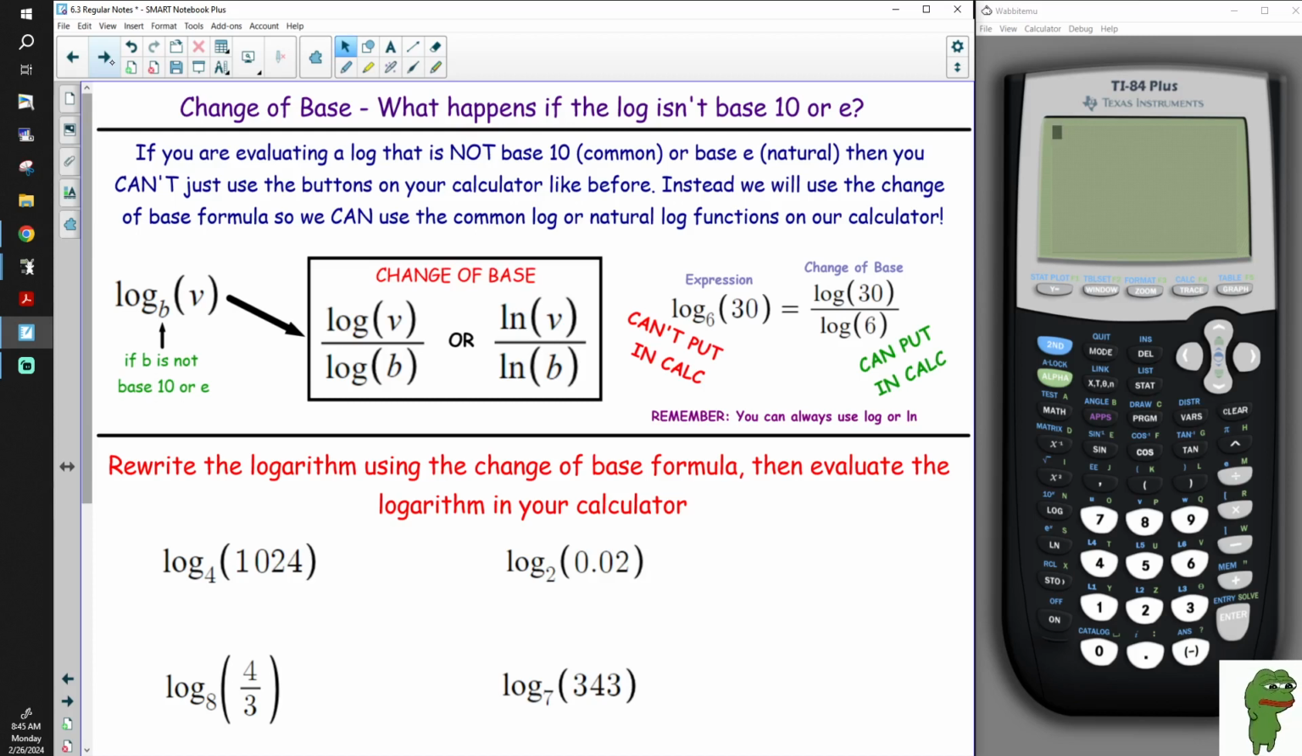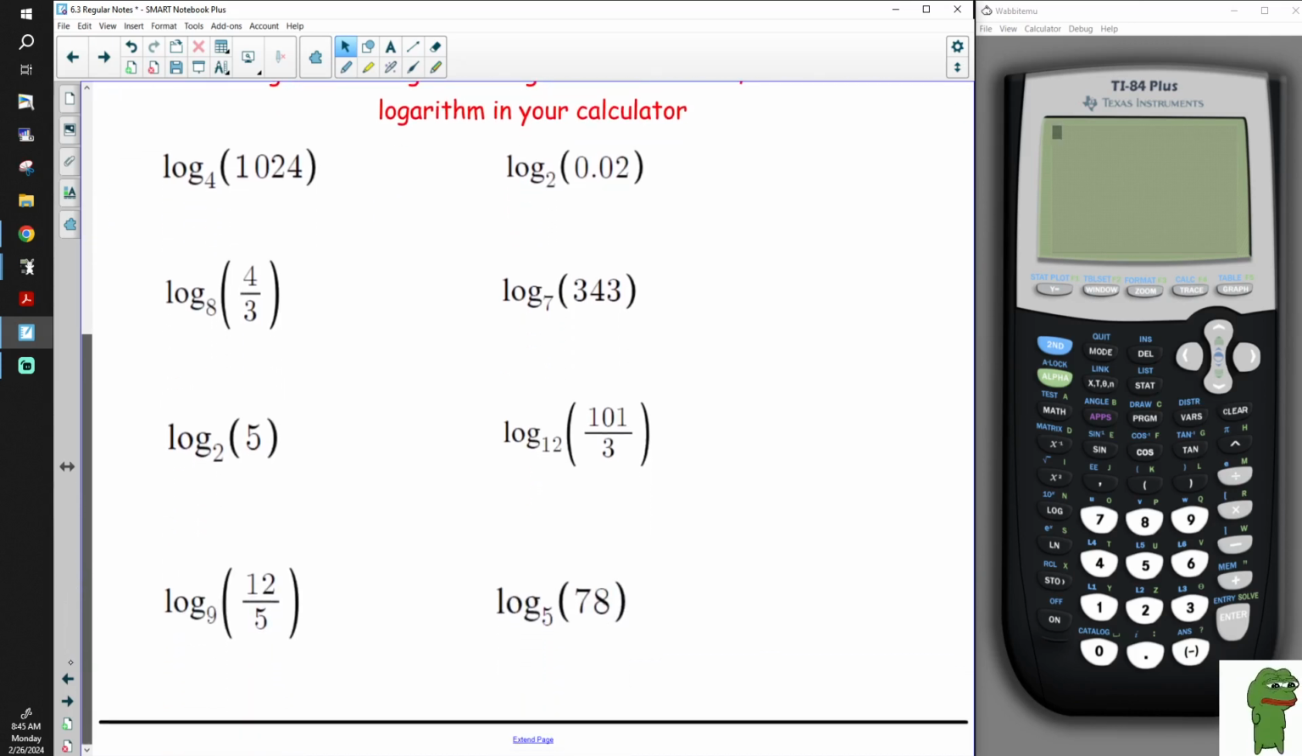Remember, this right here means 4 to what power is 1024. Now, if you were old school, like me, I was not lucky enough to be able to type in a base other than common and natural in my calculator. I had to do it the old school way, with a change of base formula. But I have provided you that change of base formula, which you could do, but you don't have to.